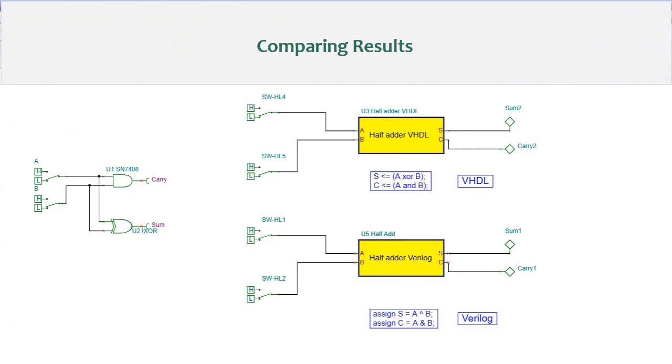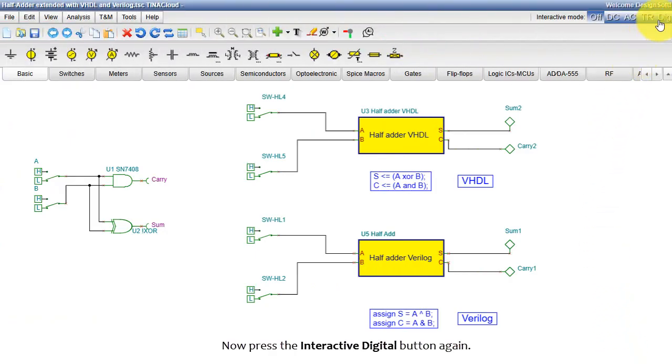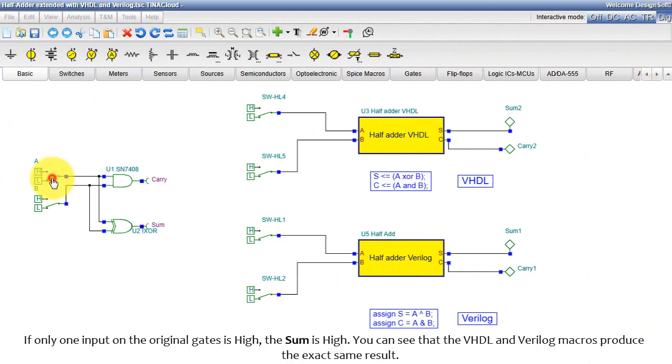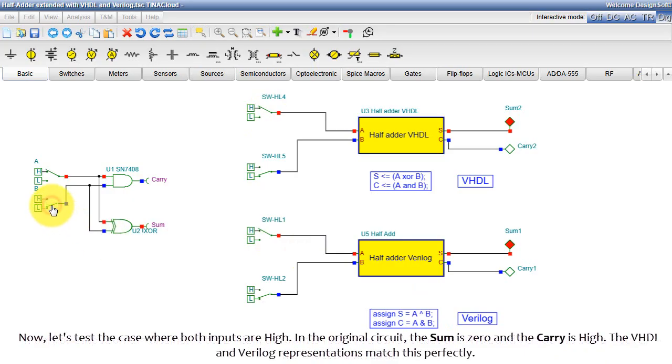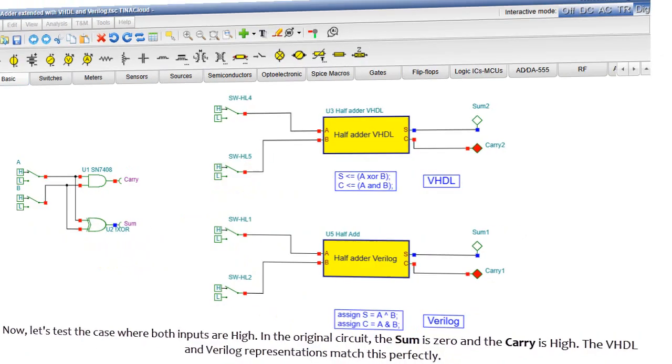Comparing results. Now press the interactive digital button again. If only one input on the original gates is high, the sum is high. You can see that the VHDL and Verilog macros produce the exact same result. Now, let's test the case where both inputs are high. In the original circuit, the sum is 0 and the carry is high. The VHDL and Verilog representations match this perfectly.